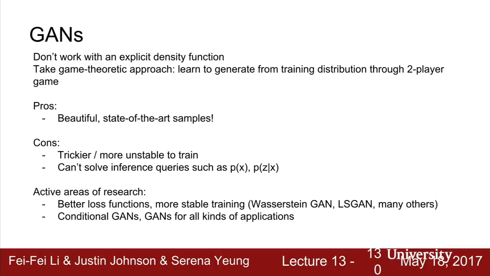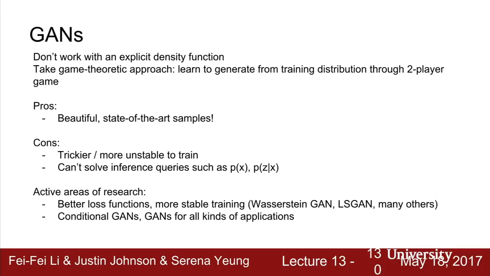Okay, so summary of GANs. GANs don't work with an explicit density function, right? Instead, we're going to represent this implicitly through samples. And they take a game theoretic approach to training. So we're going to learn to generate from our training distribution through a two-player game setup. And the pros of GANs are that they're really having gorgeous state-of-the-art samples, and you can do a lot with these.